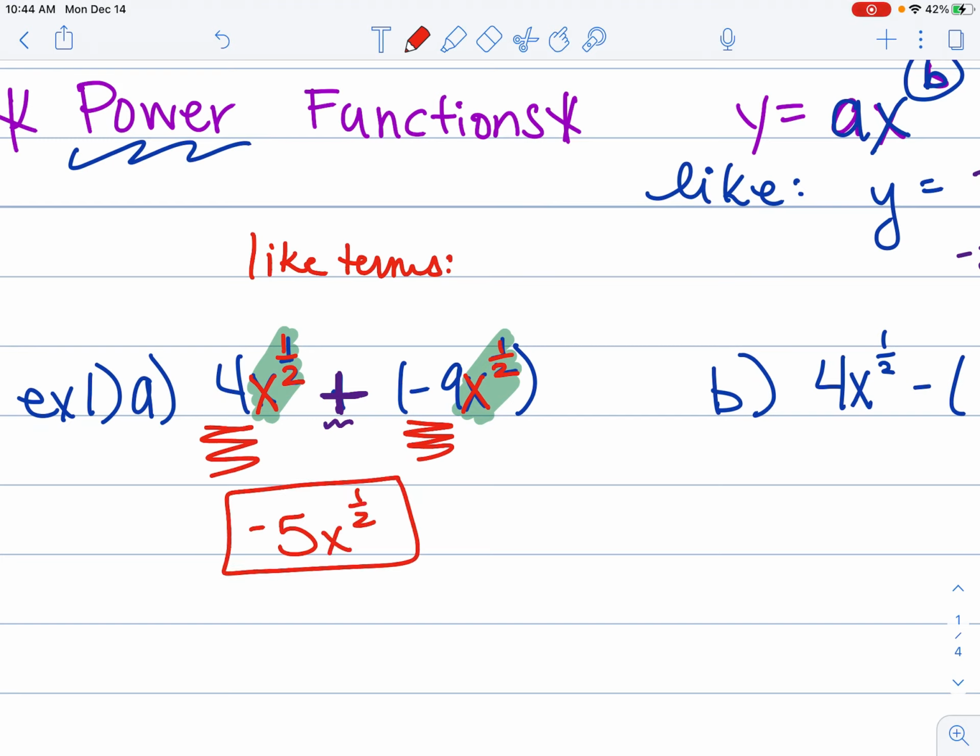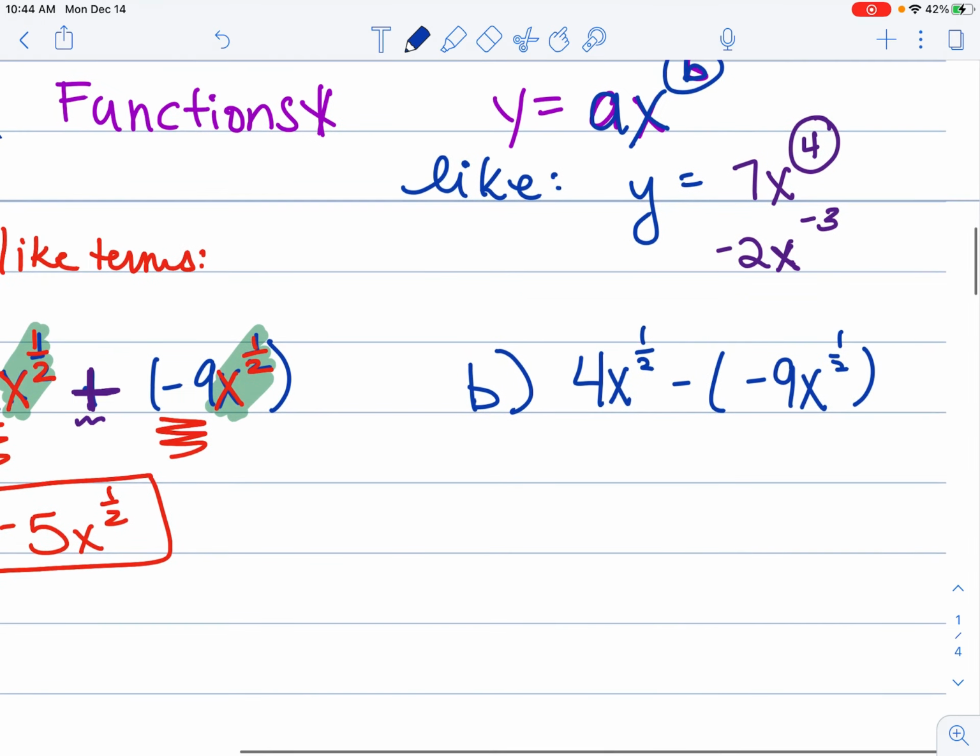Remember, when we're combining like terms, we're just combining them like you would add M&Ms or types of fruit. If you've got 5 M&Ms plus 10 M&Ms, that's 15 M&Ms. If you've got 4 apples minus 9 apples, that gives you negative 5 apples. If you've got 4 x to the 1/2 plus negative 9 x to the 1/2, that gives you negative 5 x to the 1/2. Okay, let's look at this one.